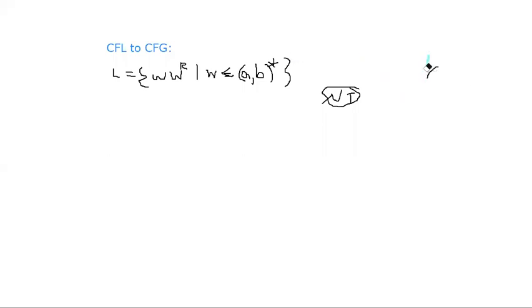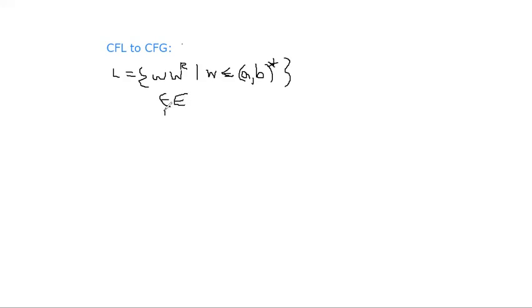I'll show you with this particular example. Suppose the language contains a word followed by its reverse. Suppose the word is made from A and B combinations, that is (A,B) whole star. Suppose the word is epsilon. If the word is epsilon, then the word reverse is also epsilon, meaning epsilon followed by epsilon is epsilon.